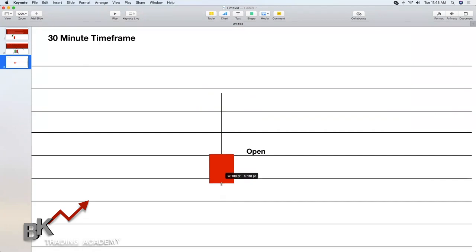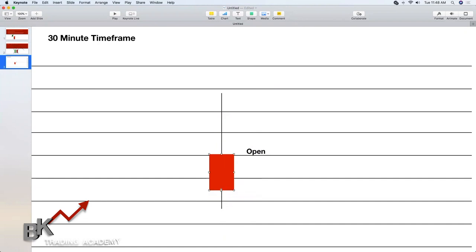So this is the anatomy of a candle, all within the 30-minute time frame. You will see price move up and down, up and down. Let's say it stopped here and then starts to push to the upside. As it starts to push to the upside, you will then see a wick forming here. All right.